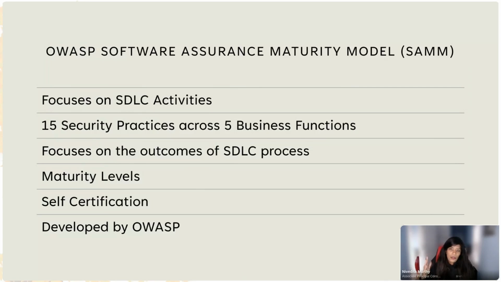So each activity has 3 levels to perform on it. So that's why the 3 maturity levels. The 5 business functions include governance, design, implementation, verification, and operations. While the practices include strategy and metrics, policy and compliance, education and guidance, threat assessment, security requirements, security architecture, secure build, secure deployment, a lot of secure stuff, defect management, architecture assessments, requirement-driven testing, security testing, incident management, and environment management and operational management.